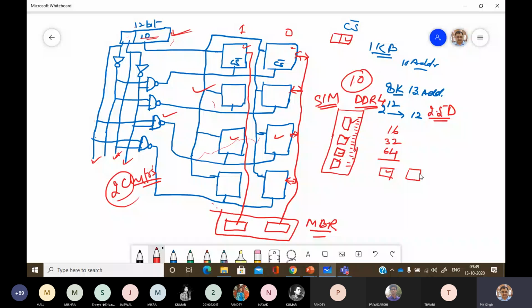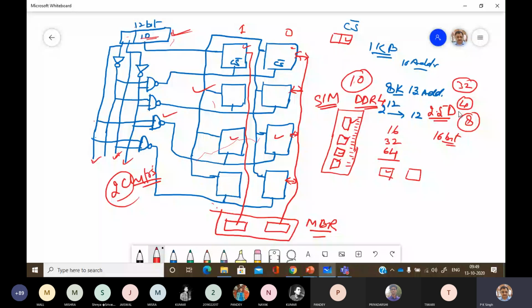Okay, and this is for a 16-bit processor. Similarly, if your processor is 32-bit, then you have 4 memory banks. If it is 64-bit, then you have 8 memory banks on your SIM.